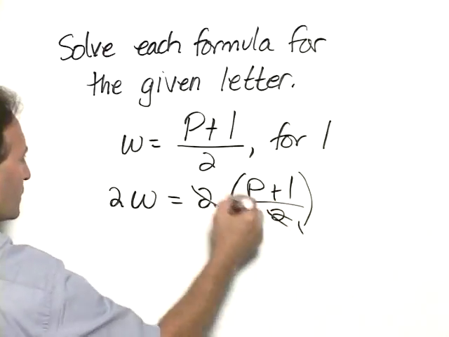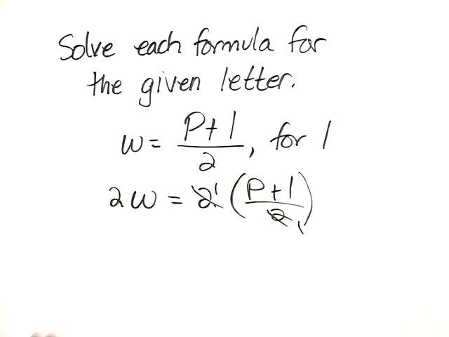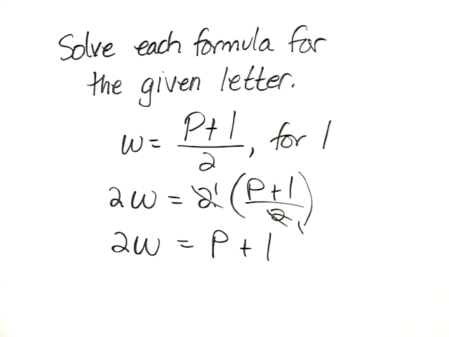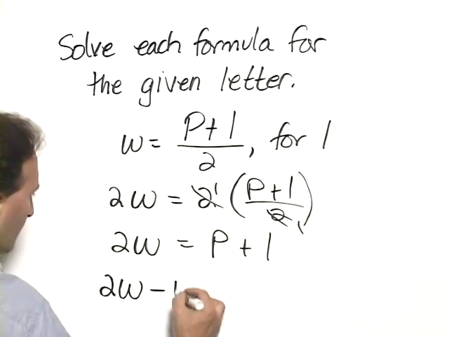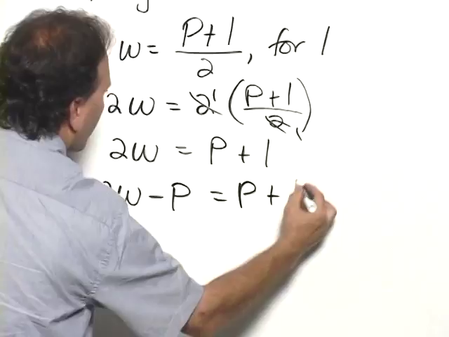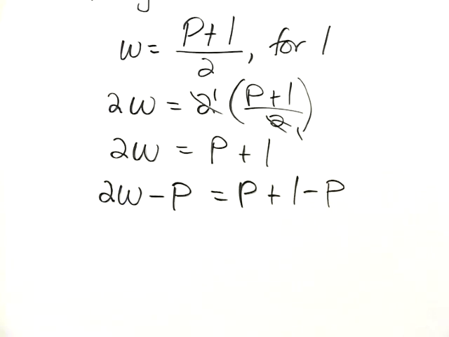2 divides into 2 one time. And so therefore we have 2W equals P plus L. And now we would subtract P from both sides. So 2W minus P is equal to P plus L minus P. And of course, on the right-hand side, P minus P is 0.